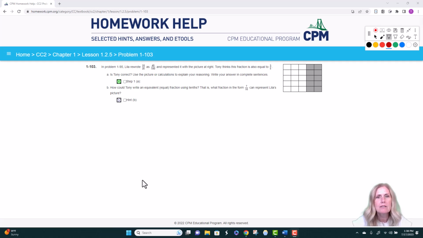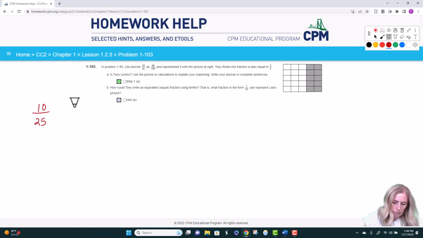Okay, let's see if Tony is correct. He thinks this fraction, which is 10/25ths and 40/100ths, is equivalent to 2/5. So, all you need to do is see if you can reduce these fractions. First of all, let's just make sure that you feel good about 10/25ths and 40/100ths being equivalent or equal.